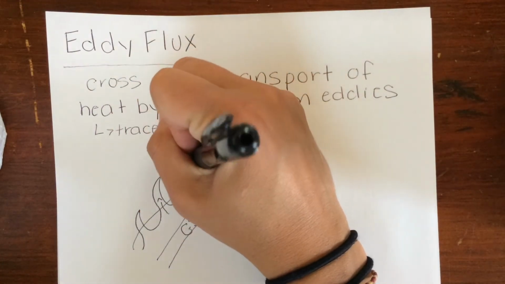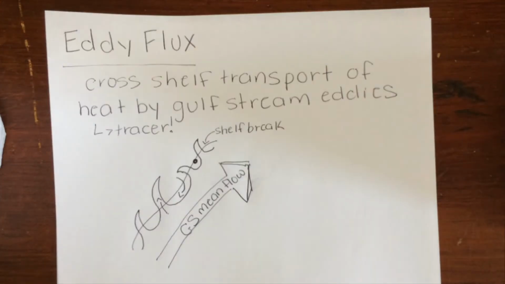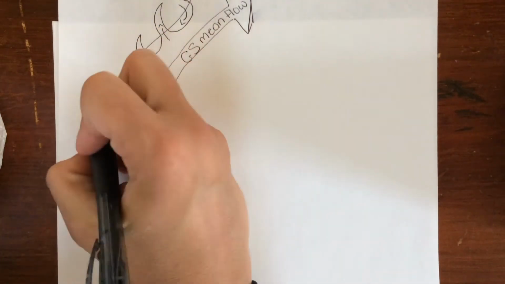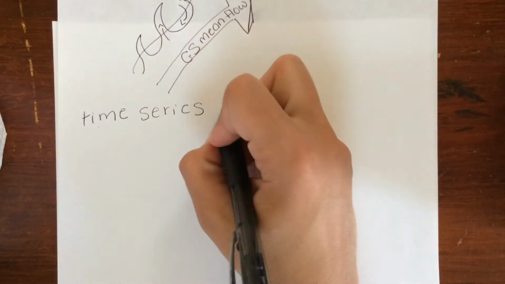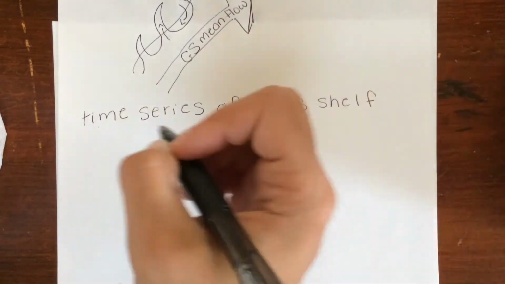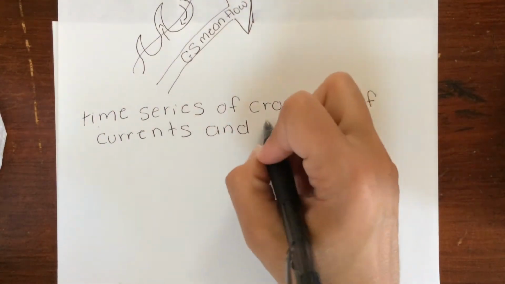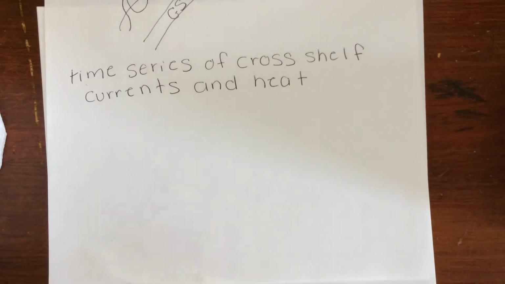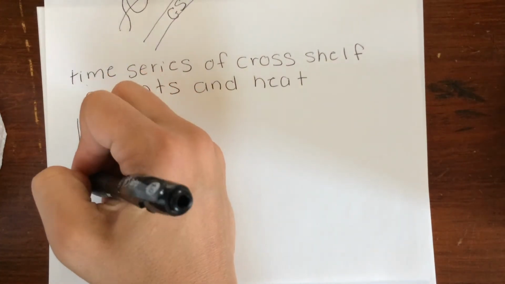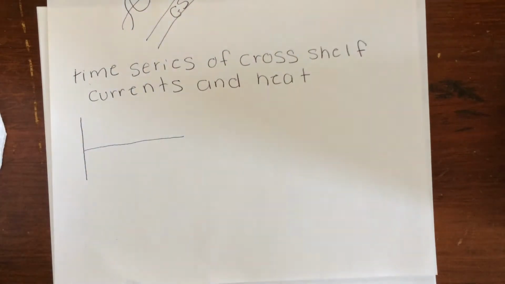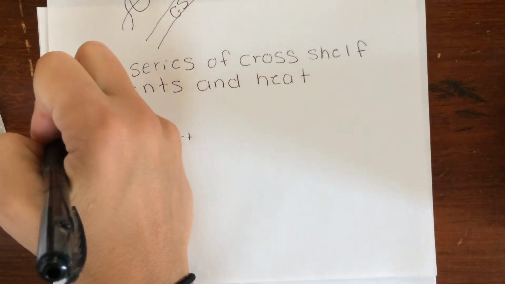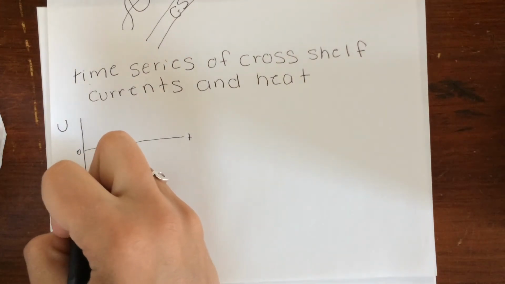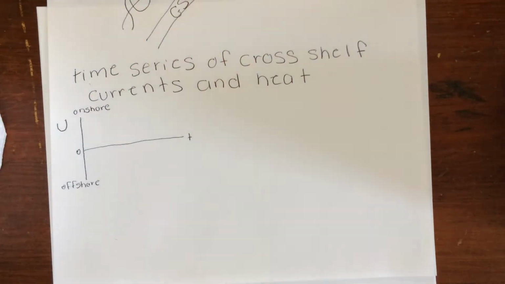Now, if we placed a mooring on the shelf break, we could measure fluxes across the shelf break as a function of time. This would provide us with an Eulerian time series of cross-shelf current or velocity and temperature. So imagine we measure velocity and temperature from a mooring such as before, and we plot as a function of time. The time series might look something like this.